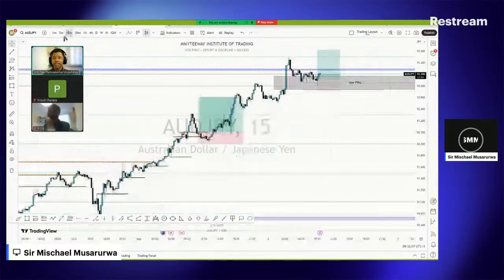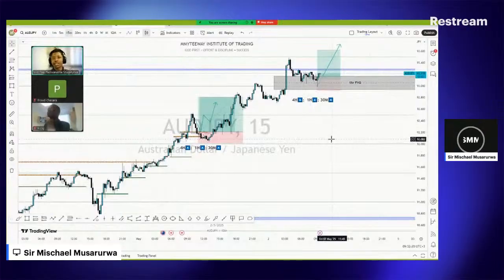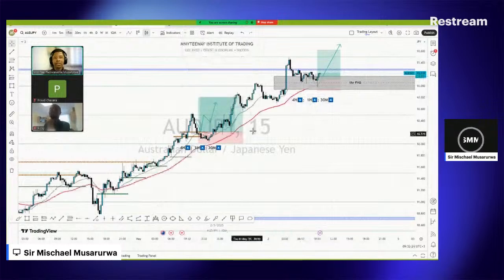So first of all, I'm looking at trend. Do I have my trend? I do not even need to redraw these to show you guys that in the 4 hours, 1 hour and 30 minutes, there's an uptrend according to our exponential moving averages. There's an upward bias.